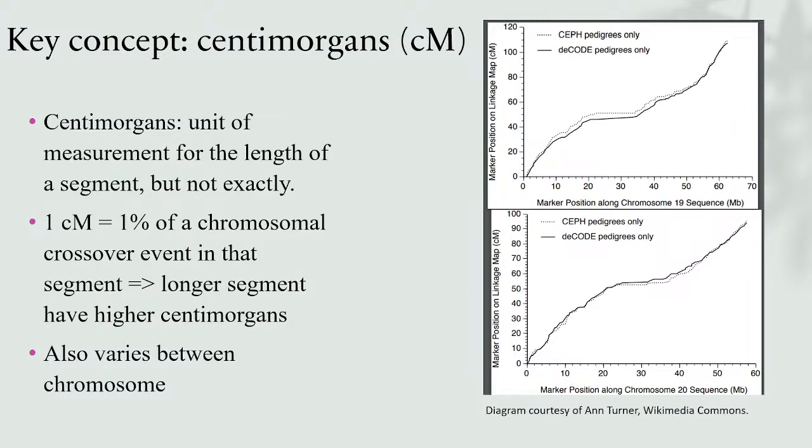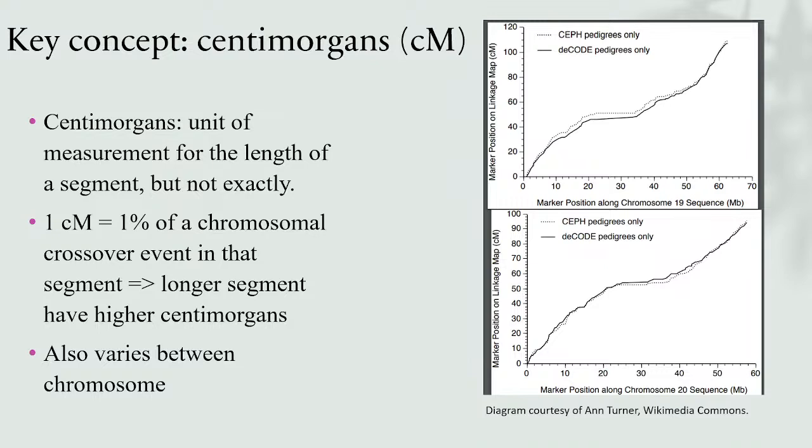Centimorgan is defined as the length of a segment that has a 1% chance of a chromosomal crossover event. So the longer the segment, the higher the chance of that segment having a crossover event, because this is a numbers game. The longer the segment, the higher the chance of a crossover event.